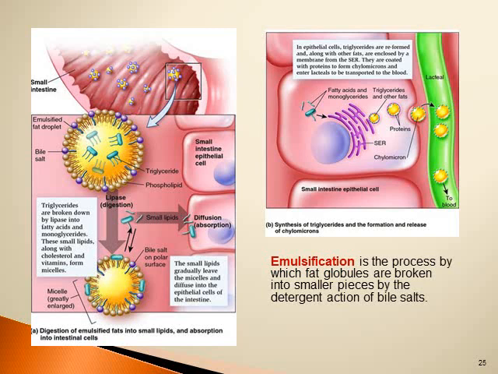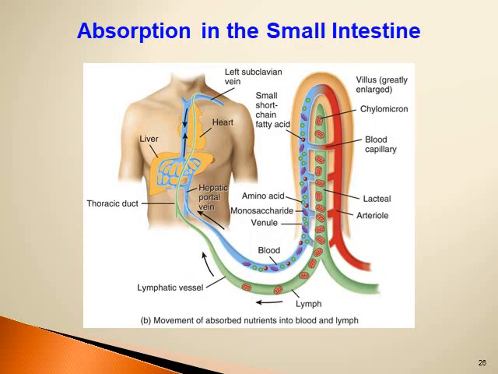Emulsification is the process by which fat globules are broken into smaller pieces by the detergent action of bile salts, and I already explained that in the previous lecture. Here we can see how most of the nutrients go back to the circulation through the blood, except for the chylomicrons that will enter the lacteals or the lymphatics and will go back to the circulation via the thoracic duct. With this, we finish the small intestine.